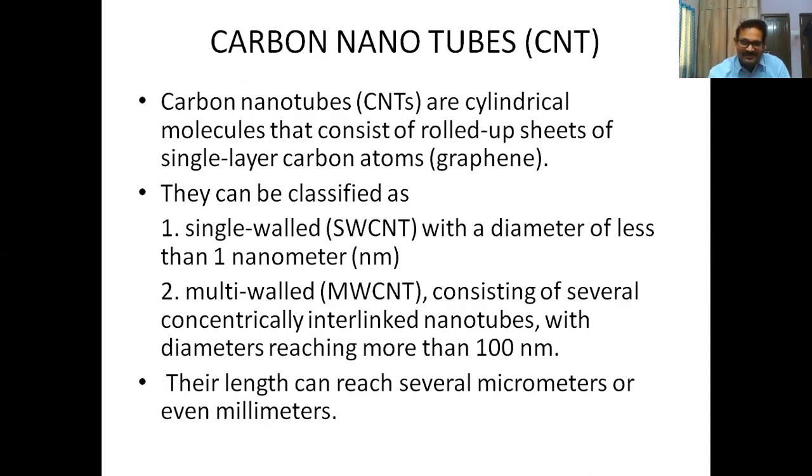Now we'll see what carbon nanotubes are. As I just discussed earlier, a carbon nanotube is an allotrope of carbon in nano sizes. There are 3 allotropes in the nano sizes: graphene, carbon nanotube, and fullerene. Fullerene is spherical in shape. Carbon nanotube is a cylindrical molecule consisting of rolled up sheets of single layer carbon atoms, graphene. Graphene is a sheet-like structure.